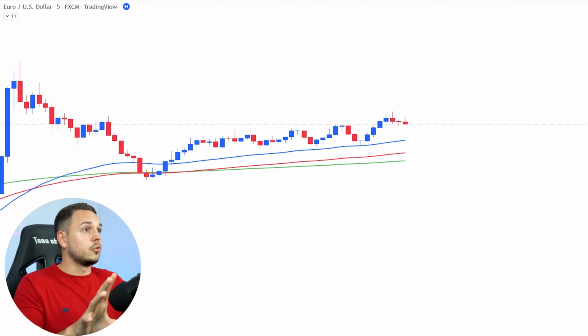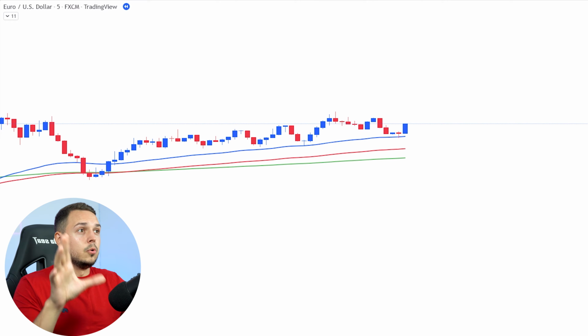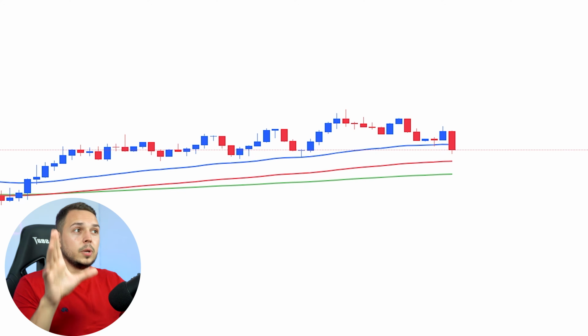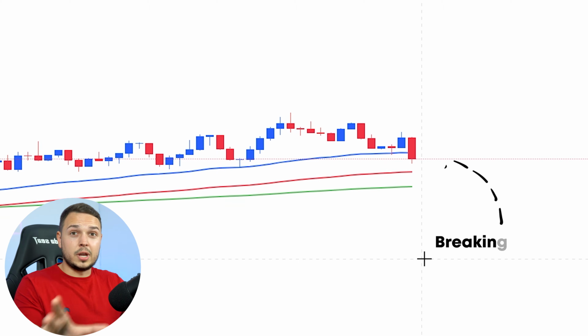And you might be thinking, well, where the hell do we enter? Well, we need a little patience, and patience wins in Forex, trust me. So waiting for that trade, we need a nice little cross of the 50 moving average. And do we get one? Yes, we do. So this is the first step for this trading strategy.